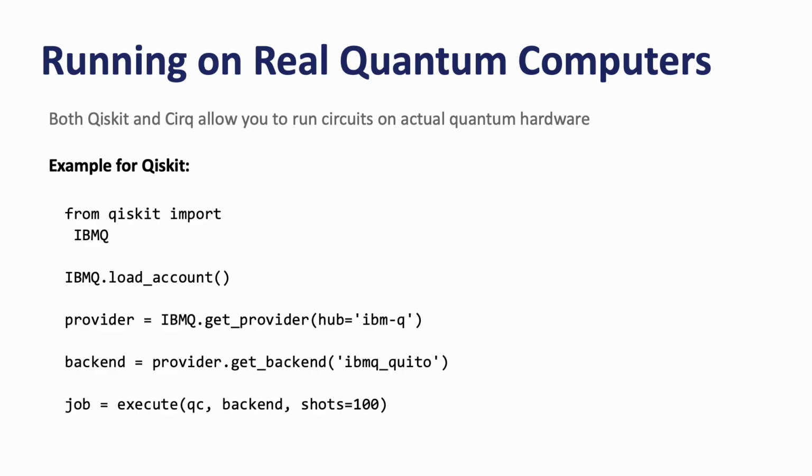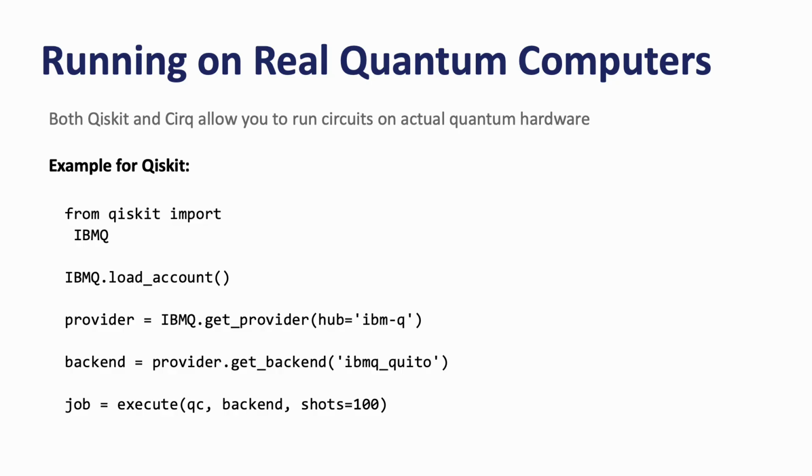One of the most exciting aspects of modern quantum computing is that you can actually run your circuits on real quantum computers. You don't need to own the hardware yourself. Qiskit and Cirq make this possible by connecting to cloud-based quantum computers. IBM provides public access to several quantum computers through their cloud platform. Google does the same with their quantum processors.